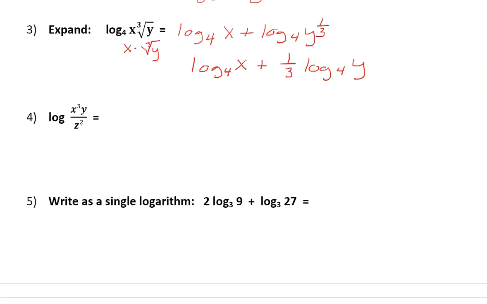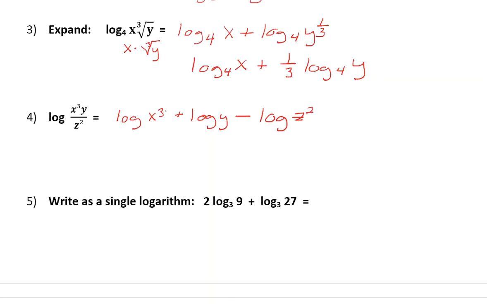So we'd have, when there is no log base right here, we know we're in base 10 and we don't have to write it. So splitting up the multiplying on top, we would just have log of x to the 3rd plus log of y. And again, since we're dividing by z squared, that would become a subtract. So we're subtracting the log of z squared.